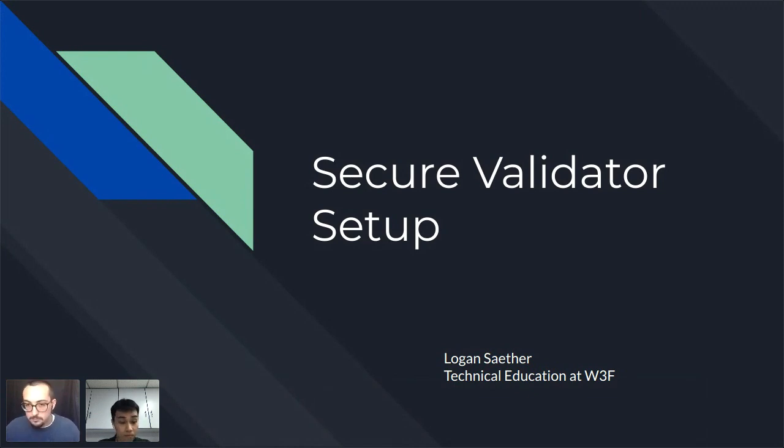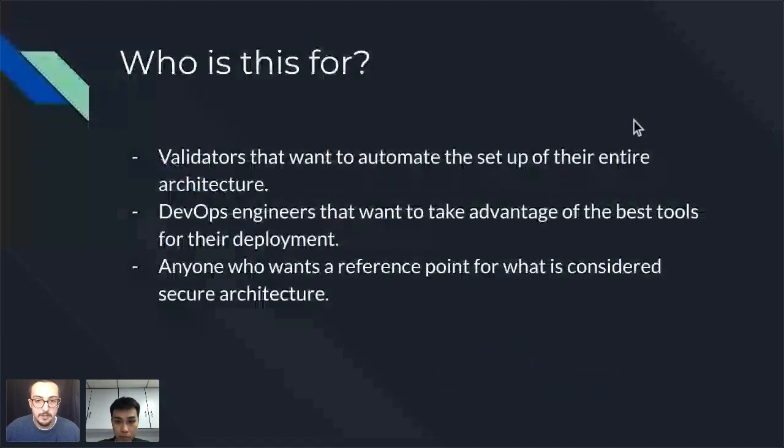Okay, so Anson just demonstrated how to set up the VPN private network and the Sentry nodes manually, but there's also another way that you can set up a Sentry architecture, and this is through the secure validator setup. So who's the secure validator setup for? It's for anyone who wants to automate that whole process, automate their architecture, and still have confidence that they're running the most secure setup possible.